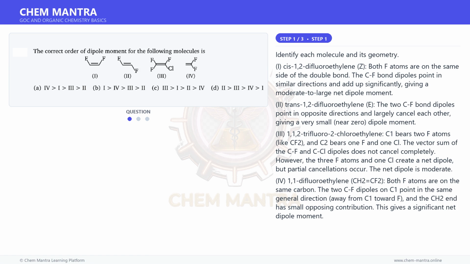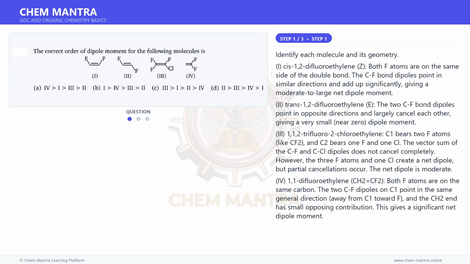1. cis-1,2-difluoroethylene, Z. Both F atoms are on the same side of the double bond. The C-F bond dipoles point in similar directions and add up significantly, giving a moderate to large net dipole moment. 2. trans-1,2-difluoroethylene, E. The two C-F bond dipoles point in opposite directions and largely cancel each other, giving a very small, near zero, dipole moment.